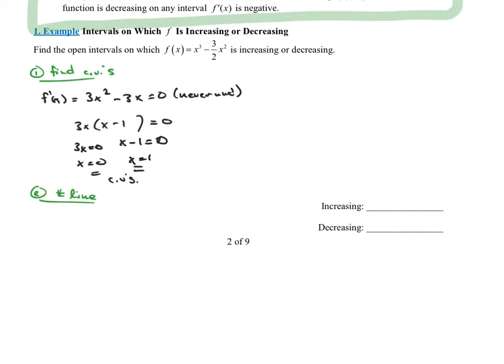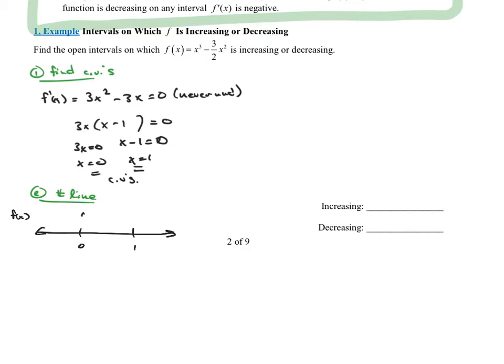So let's go ahead and do that. Here's a number line. It's an infinite number line, and then we just plot the points. Here's the point 0, and here's the point 1. These are my x values, right? Up here, I want my function values.